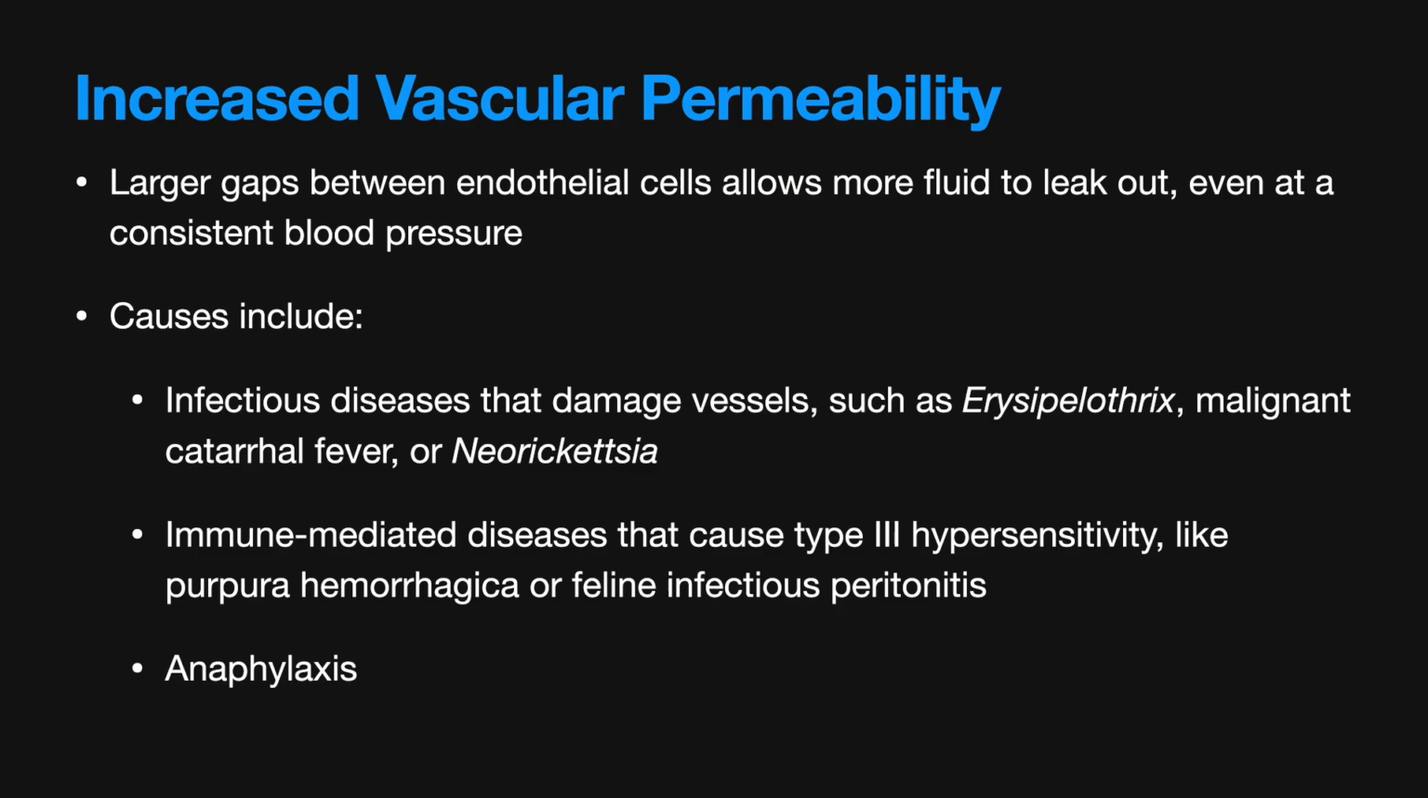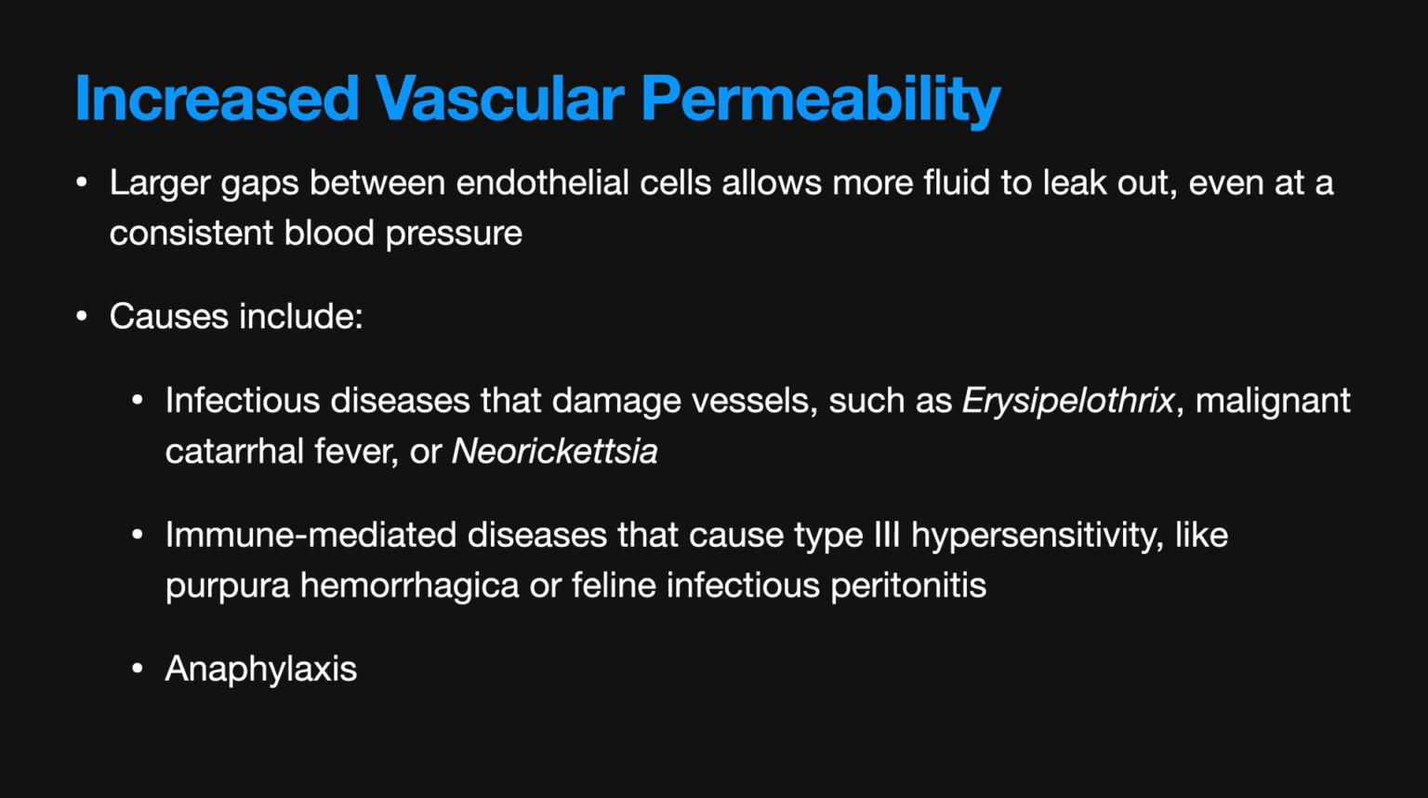Next, we have increased vascular permeability. This occurs due to larger gaps between the endothelial cells, allowing more fluid to leak out, even at the same hydrostatic pressure. Causes may include infectious diseases that damage vessels, such as erysipelothrix in pigs, malignant catarrhal fever in ruminants, or neorickettsia in horses.